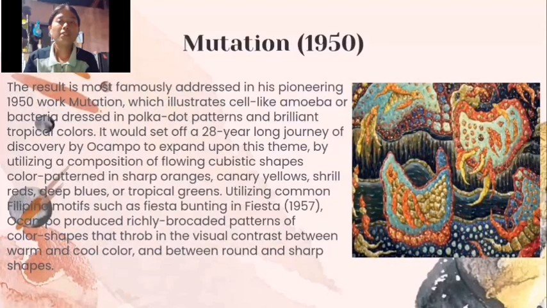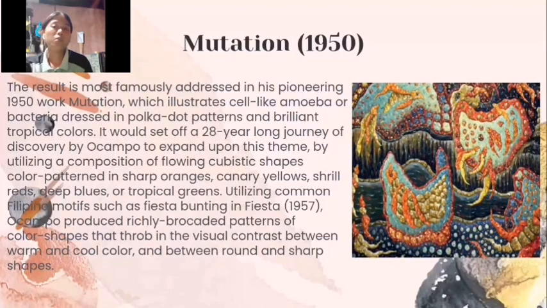By utilizing a composition of flowing cubistic shapes, colored in sharp oranges, canary yellows, shell reds, deep blues, and tropical greens, and utilizing common Filipino motifs such as fiesta bunting, in 1957 Ocampo produced richly bouqueted patterns of colored shapes that throb in the visual contrast between warm and cool color, and between round and sharp shapes.